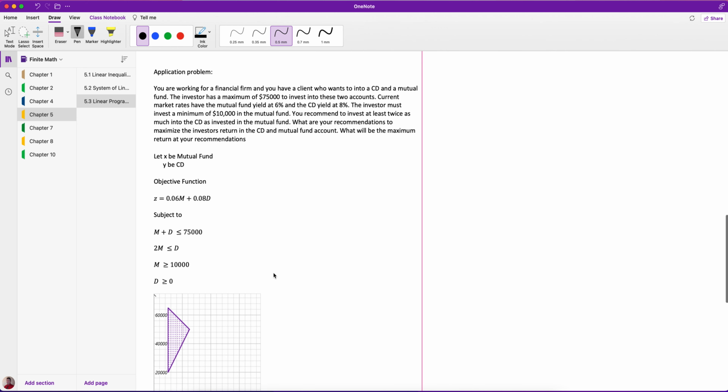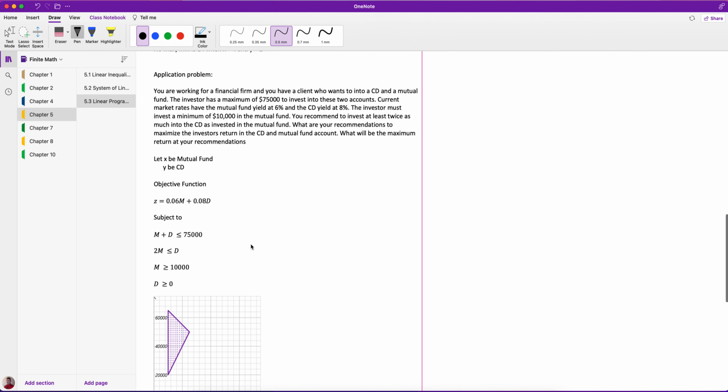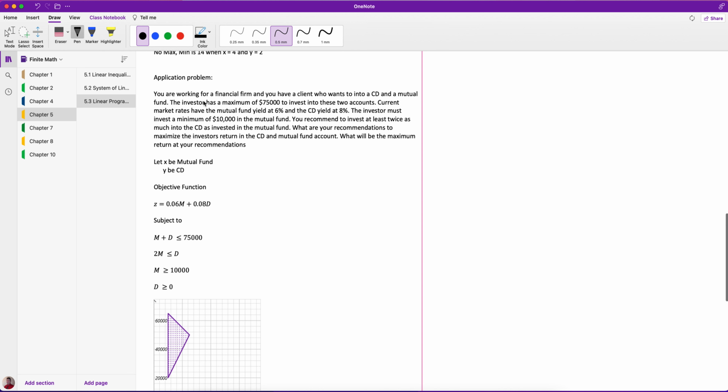All right, so our last problem that we're going to discuss is how to do a word problem. So here we have a financial firm, and you can read through the problem. You work for a financial firm, and you have someone that wants to invest $75,000 into a CD or a mutual fund. The current mutual fund has a percent of 6%, and the CD has 8%.